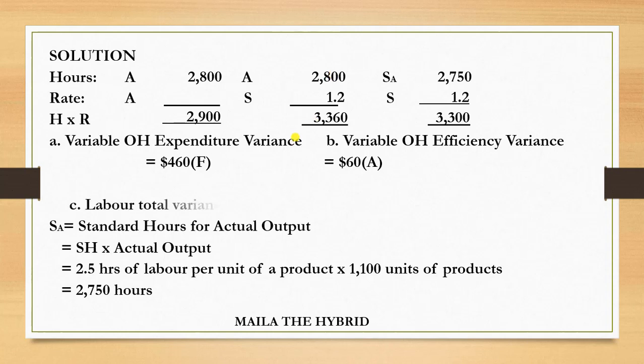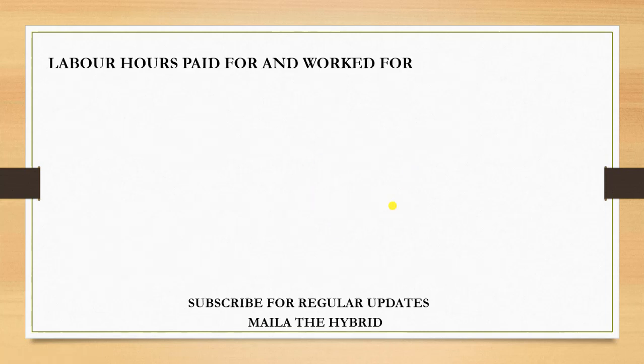And then we got the last step. Variable overhead total variance. I'm sorry, here it was variable overhead total variance, not labor. So just add up here 460 plus 60. This is favorable, this is adverse, so they'll be antagonistic to each other, so you have to subtract. So I'll end up having $400 favorable. And this is how we do the variable overhead variances.